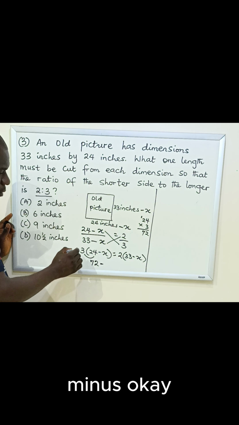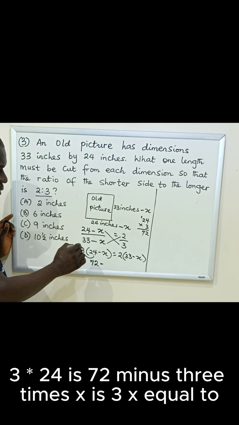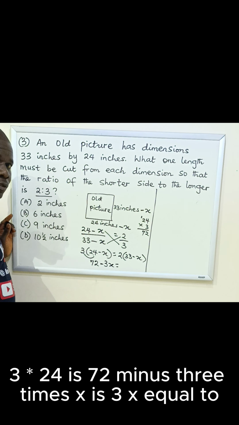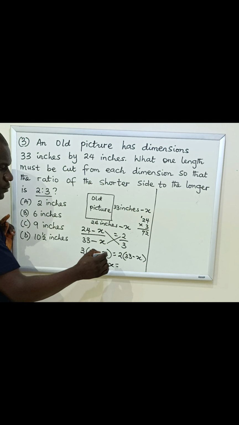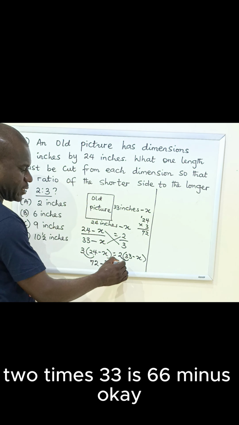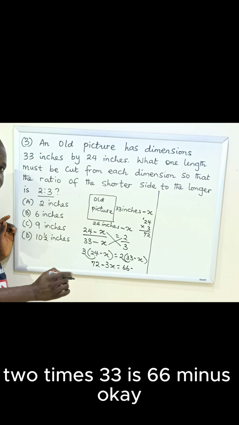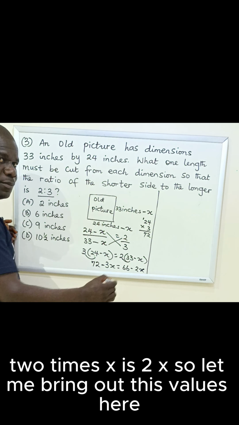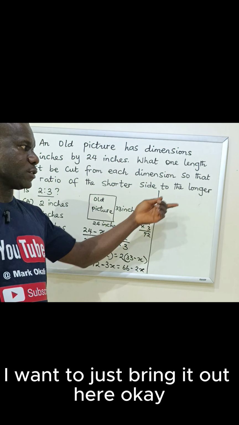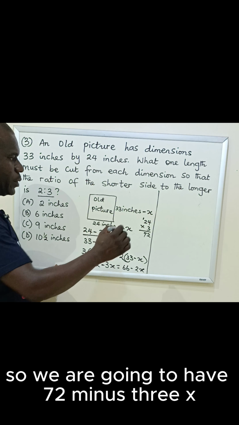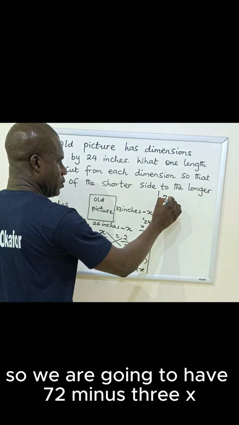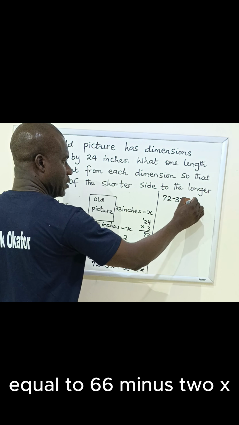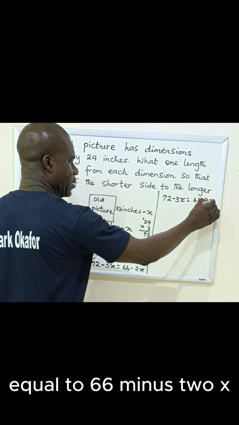So 72 minus, okay, 3 times 24 is 72. Minus 3 times x is 3x, equal to 2 times 33 is 66, minus, okay, 2 times x is 2x. So let me bring out these values here. So we are going to have 72 minus 3x equal to 66 minus 2x.